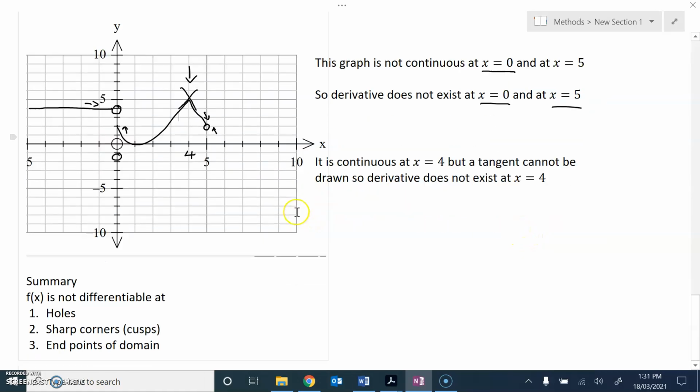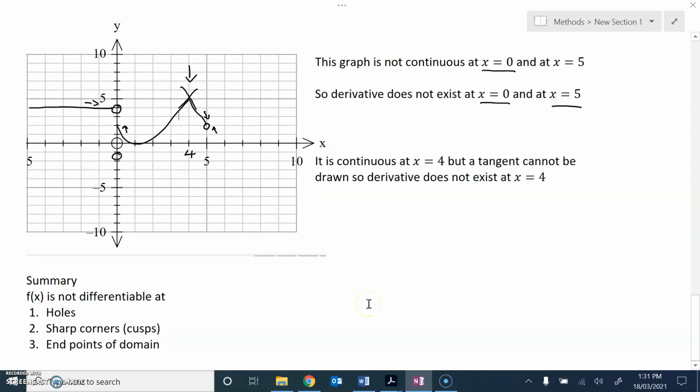So a quick little summary. Function of x is not differentiable when we have holes, sharp corners, which we call cusps, or endpoints of a domain. So at an endpoint, it's not differentiable.